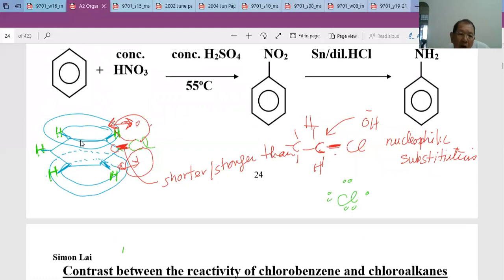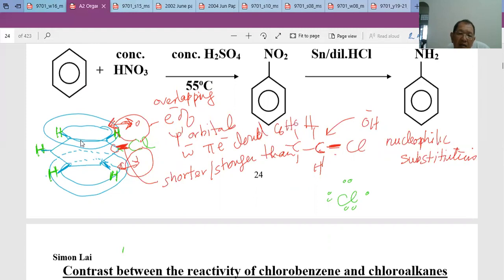Overlapping of the p orbitals, the electrons of the p orbitals. Overlapping. Okay, with the what? With the pi electron cloud. Cloud of the benzene. Okay? Benzene ring of 5 line. Okay? So now that is the theory of this part here, which we will probably end. Okay? I'll show you some questions first.